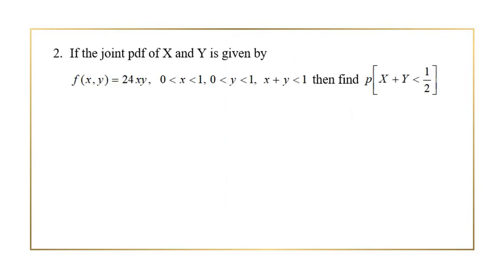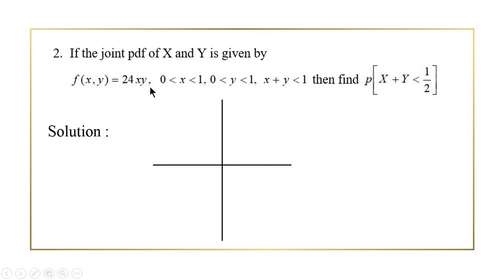Next question. If the joint PDF of x and y is given by f of xy equal to 24xy, where 0 less than x less than 1, 0 less than y less than 1 and x plus y is less than 1, find the probability that the sum x plus y must be less than 1 by 2. Now let us draw this region where we have the function as 24xy. So we have our x-axis and y-axis. Since x is bounded by the lines x equal to 0 and 1, also y is bounded by the lines y equal to 0 and y equal to 1, I am going to draw these lines.